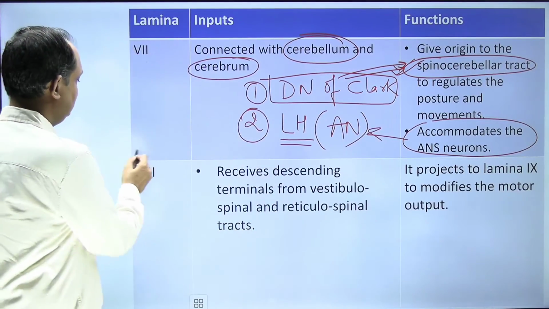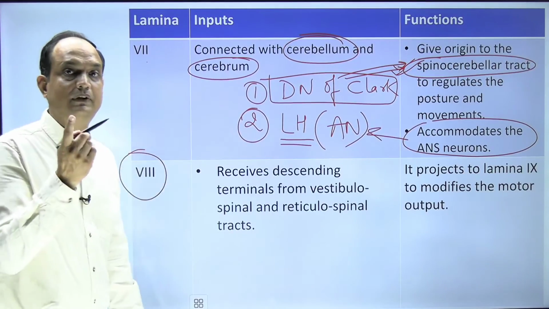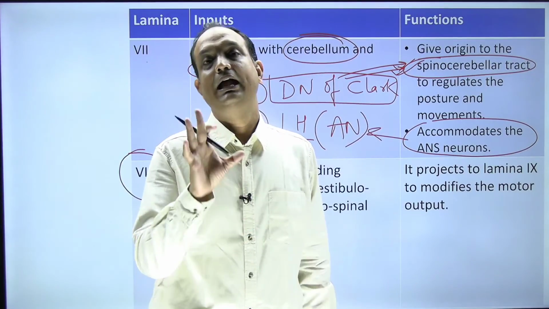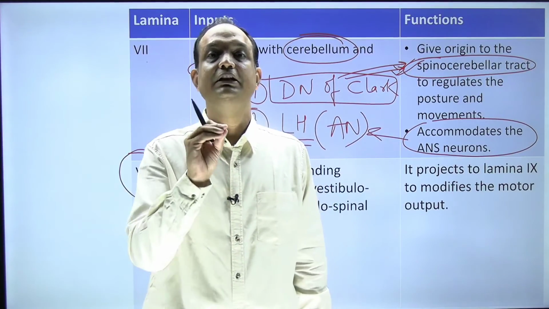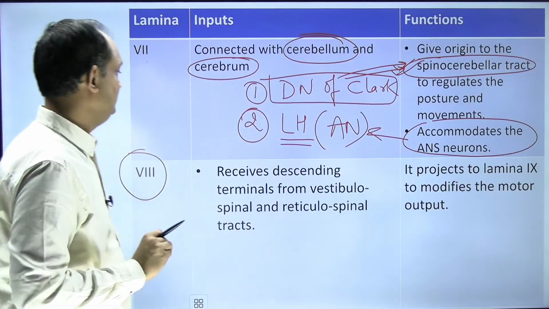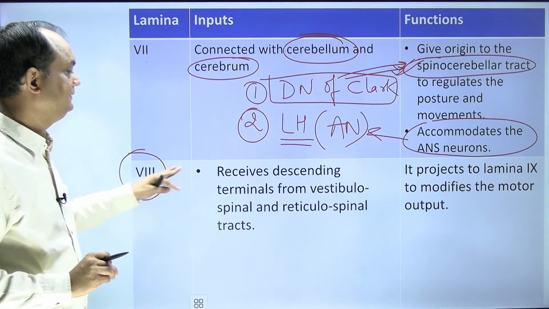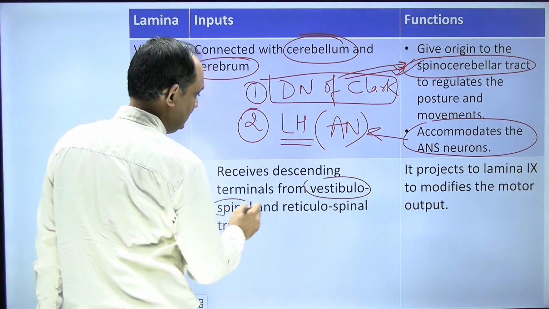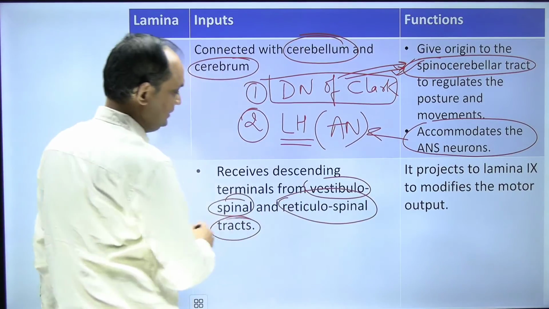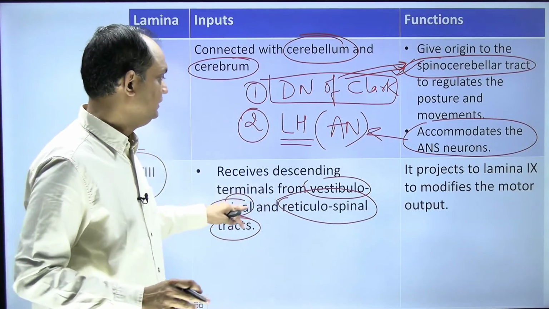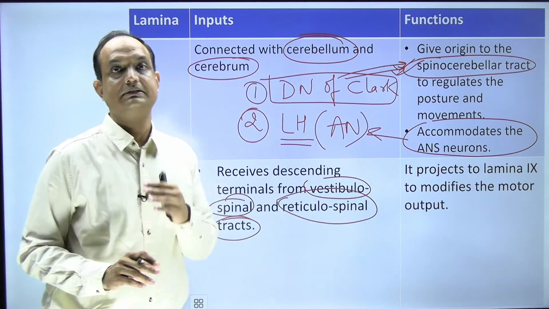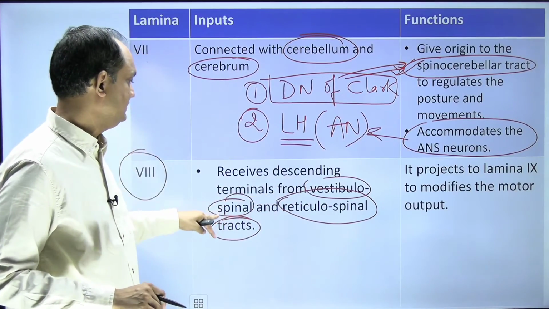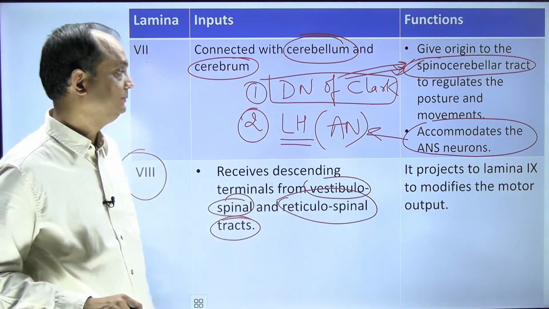Then we will talk about Rexed lamina 8. Now where will you find Rexed lamina 8? I told you that it is present in the anterior horn, in the area surrounding the medial motor neurons. So here you will find that this Rexed lamina 8 receives the descending terminals from the vestibulospinal and reticulospinal tract. Now you know what vestibulospinal is? You know that the vestibular apparatus is related with balancing. So they are receiving the vestibulospinal fibers and reticulospinal fibers.